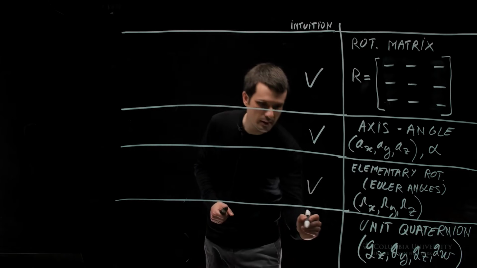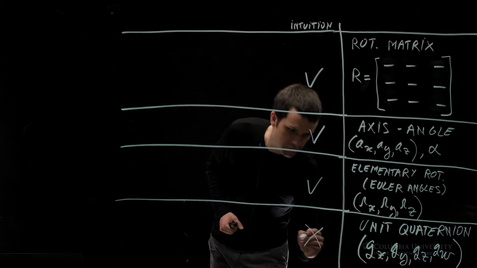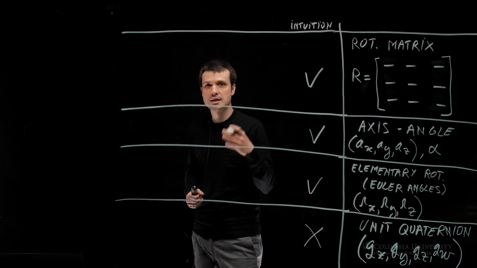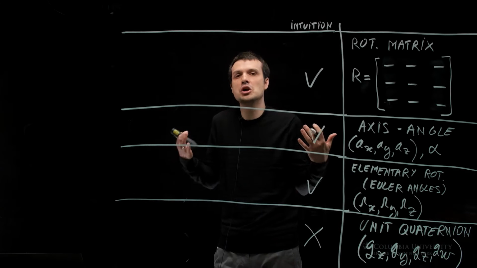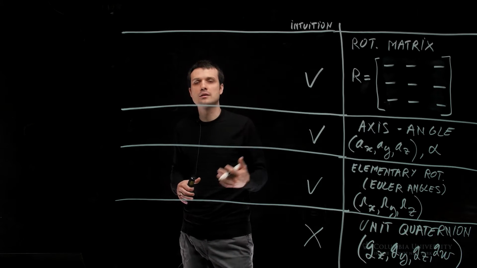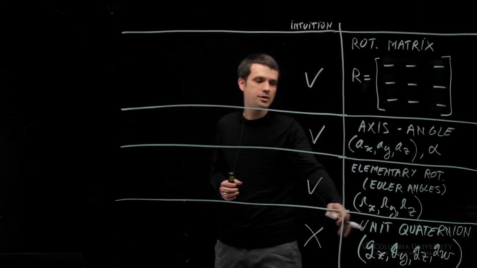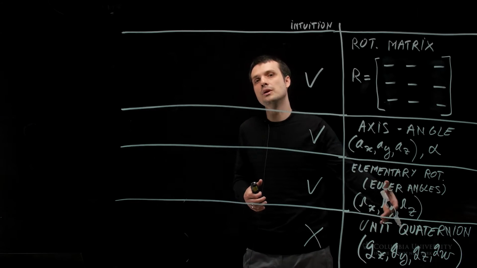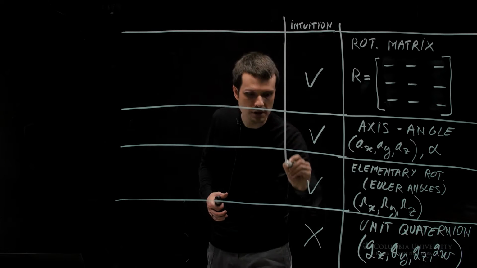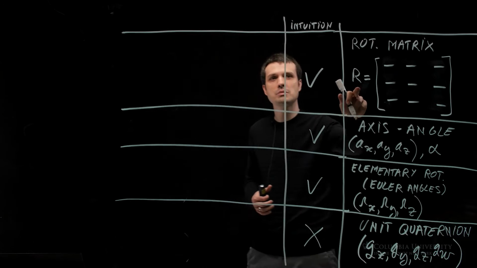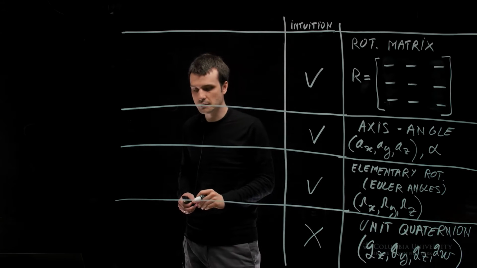Quaternions, on the other hand, there's really no good intuition. If somebody gives you 4 numbers and says this is a quaternion, this is a rotation, it's very hard to know just by looking at those what rotation they represent. So quaternions are hard to deal with for humans because of that. That's one reason why in this course we use a lot of rotation matrices. We have very good intuition for them.